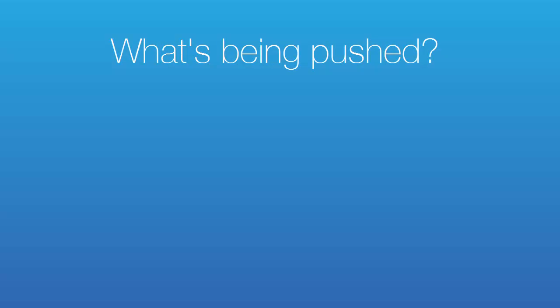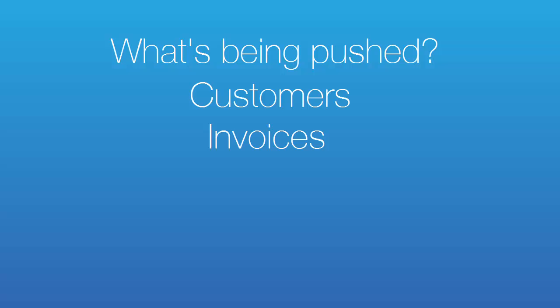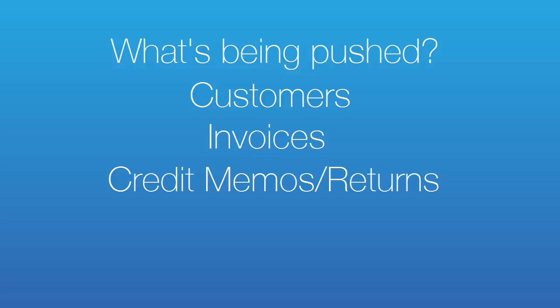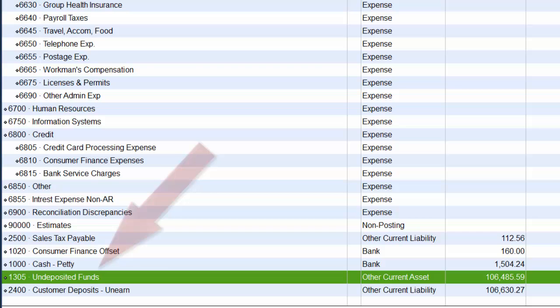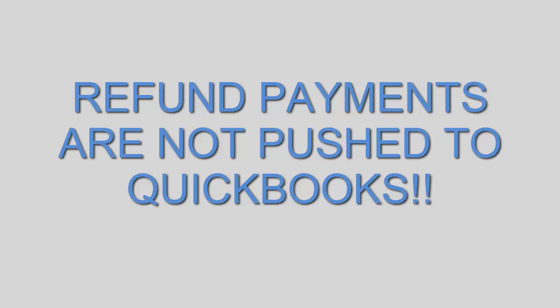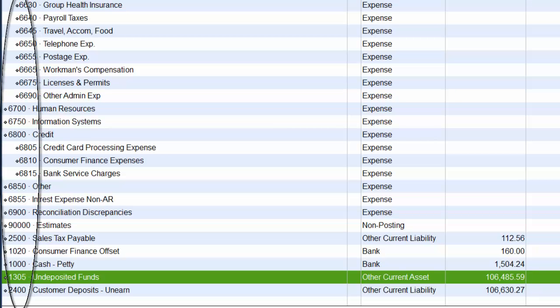The synchronization process will push the following items from Furniture Wizard into QuickBooks: customers, invoices, credit memos or returns, payments, and suppliers. All payments will appear in undeposited funds, which is where bank deposits are made from. Notice, refund payments are not pushed to QuickBooks. Refunds must be handled through the QuickBooks interface. This process pulls back the QuickBooks IDs into Furniture Wizard so the two can stay in sync.